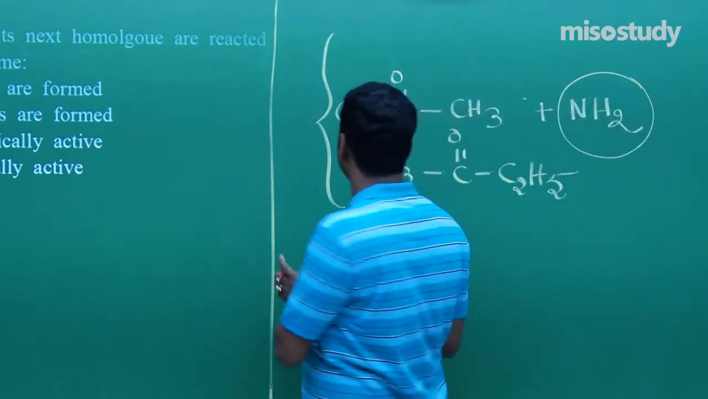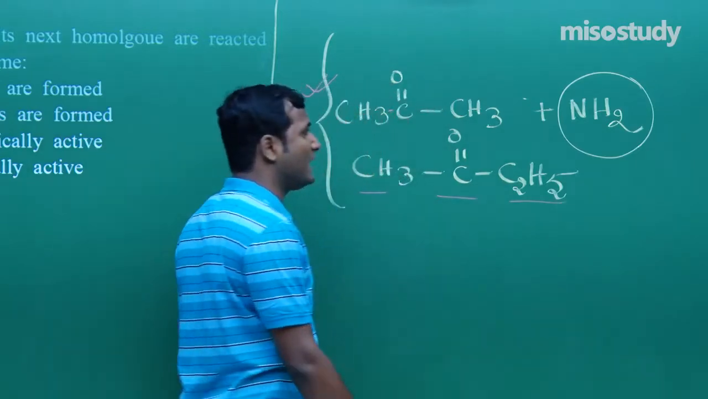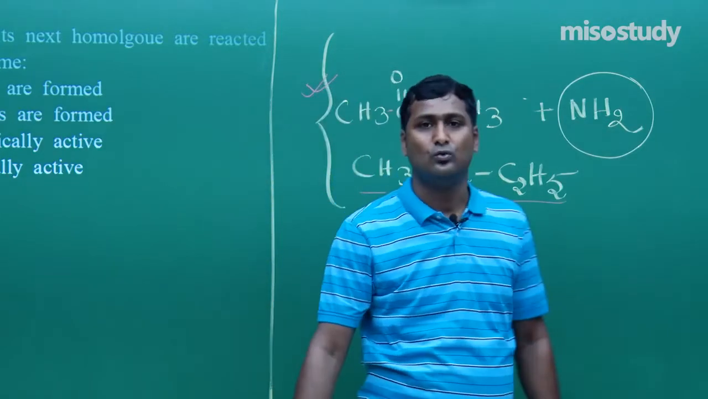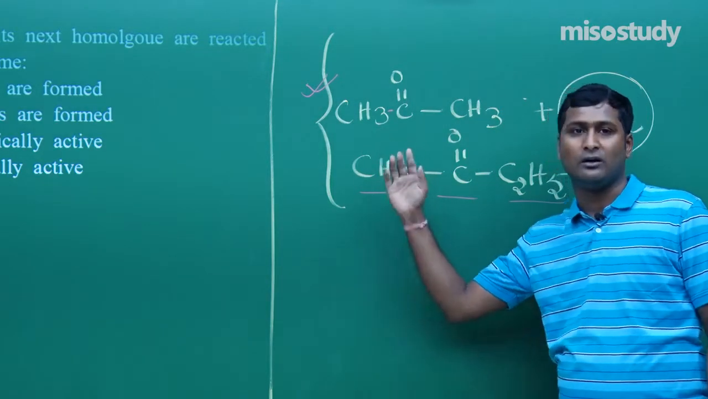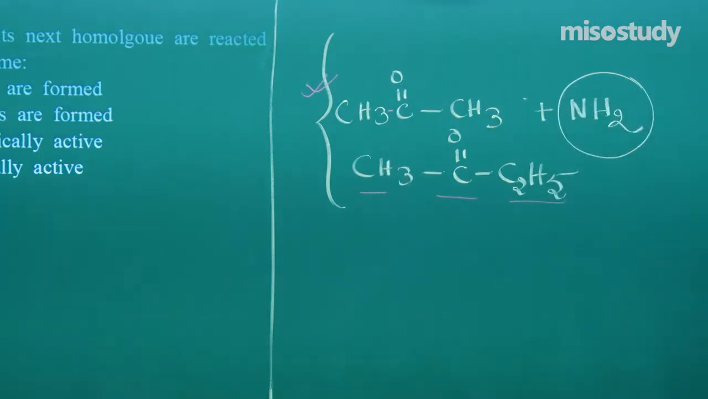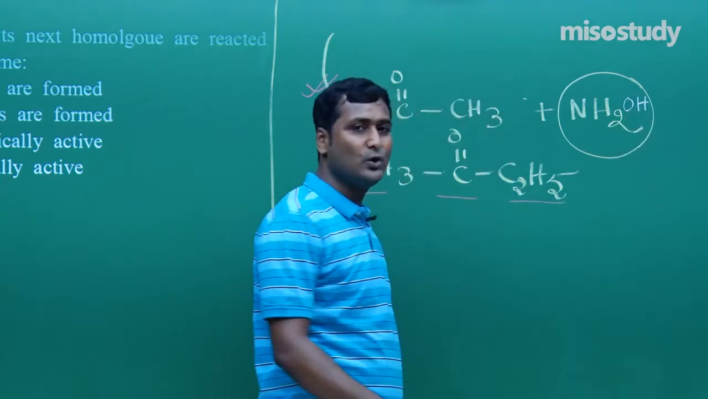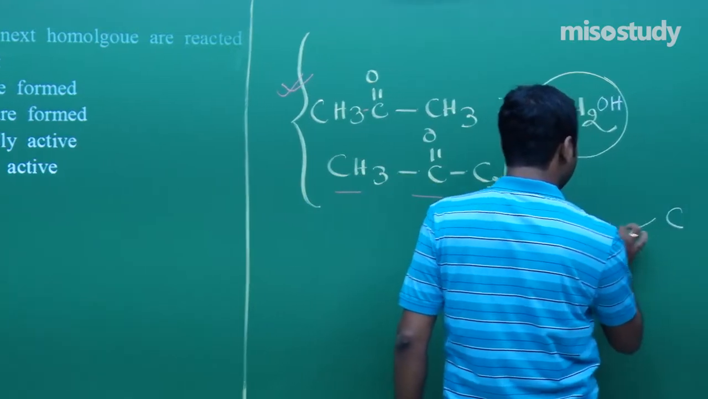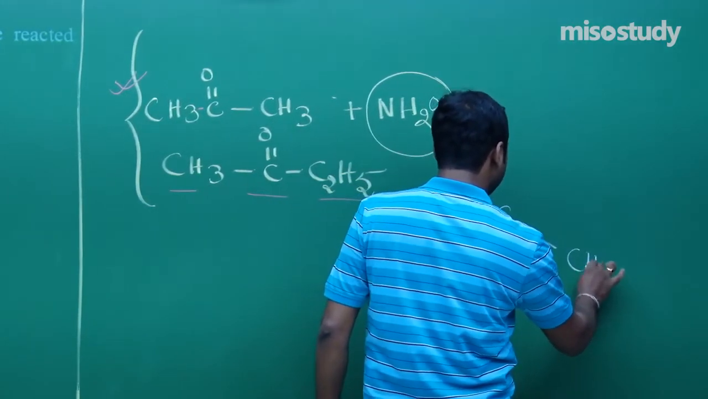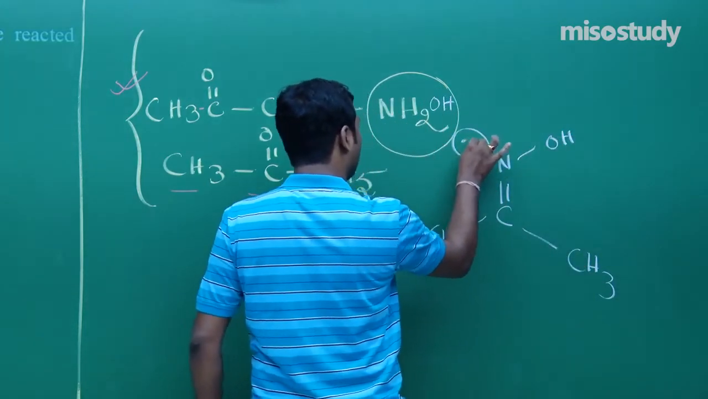I have written the things: CH3COCH3 and CH3COC2H5 plus NH2OH. Now think how to solve. I am giving you a few seconds to think on it. Now tell me what will happen in this case. With NH2OH, it's very simple. The first one gives CH3, then C double bond N, then OH. This one is the first oxime.